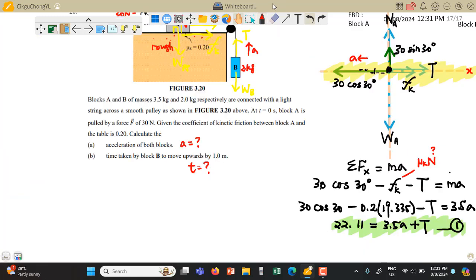Then we proceed to question B. In question B, I want to calculate the time taken by block B to move upward by 1 meter. So we understand block B is going to accelerate upwards in a straight line. So we might apply kinematics equations in order to solve this question.